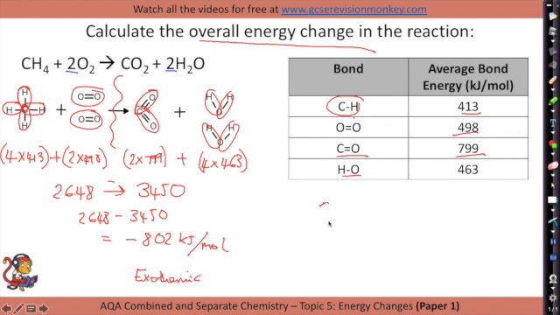If you remember back from the reaction profiles that we looked at, that means the reactants have more energy than the products. So the overall energy change here, delta H, is negative, hence that negative value there of minus 802 kilojoules per mole. So when you do this last calculation, it may well be a negative number or it might be positive.